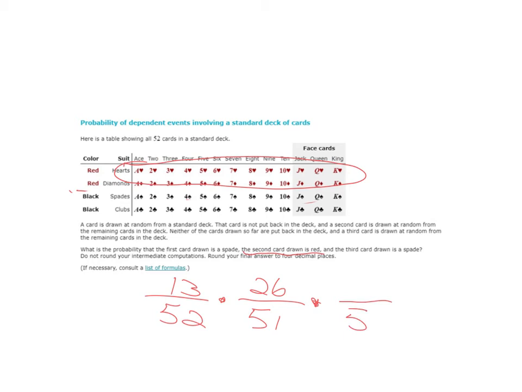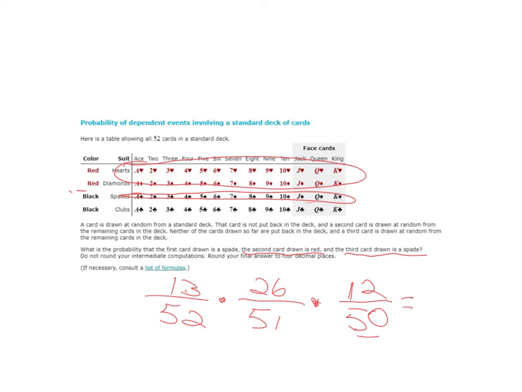You're not putting it back, so that leaves only 50 cards you're picking from now. And the question is, what's the probability that the third card is a spade? Now, careful, because remember, we're assuming we took a spade. We took one of these 13 in the first probability, so there are only 12 spades left to pick from. So out of those 50 cards, only 12 spades are left.